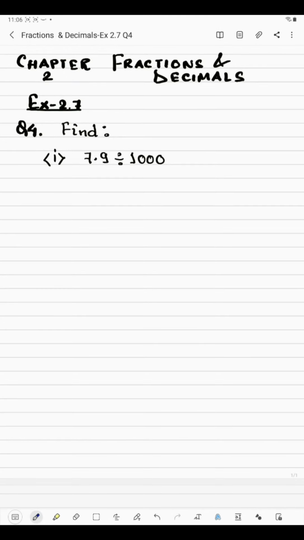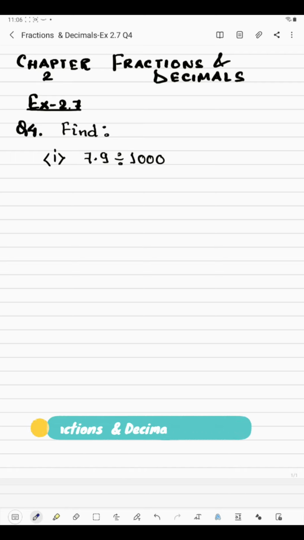Hello students, today I am going to start question number 4 of exercise 2.7. Now question number 4 says: find the decimal number divided by 1000.